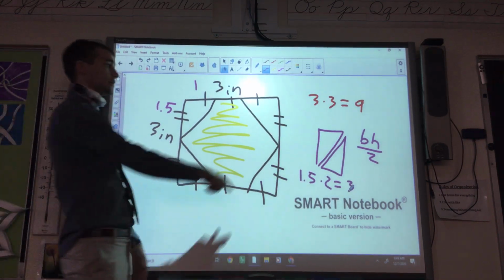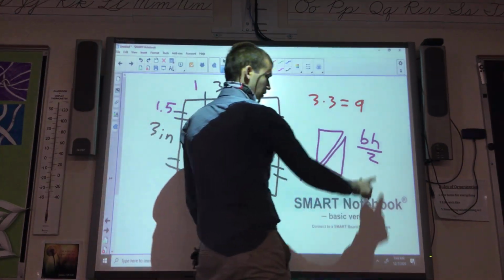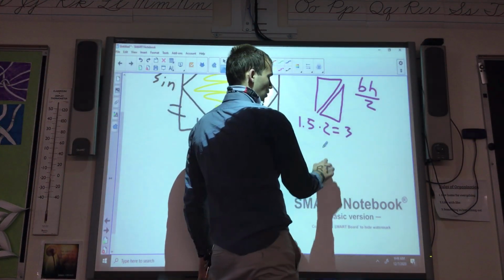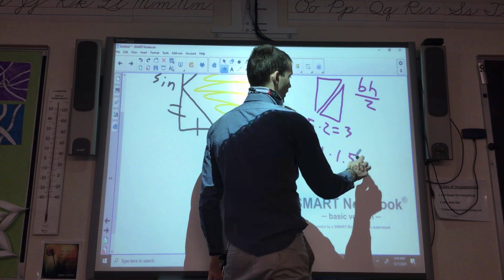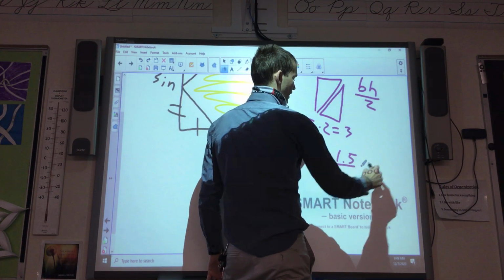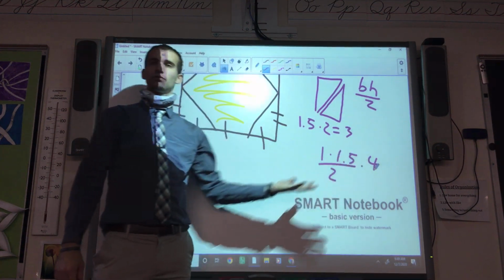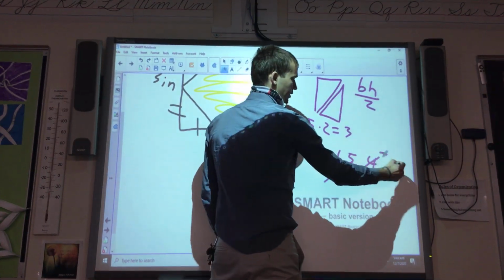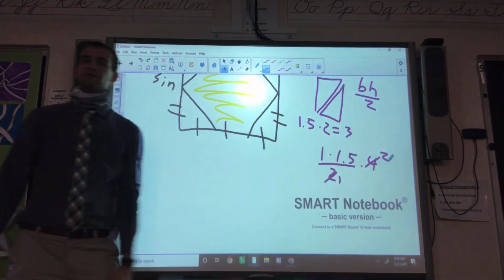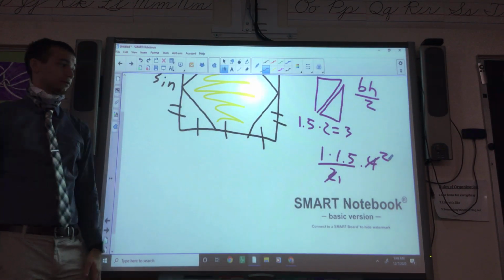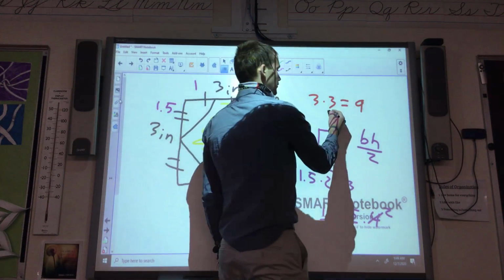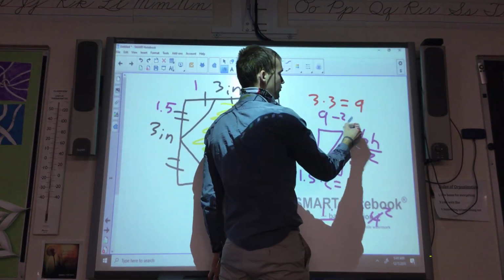Now, if you want to say base times height over 2, you end up doing 1 times 1.5 over 2 times 4. Guess what? Ends up being the same thing. Here you can cancel this out. This becomes 1. This becomes 2. 2 times 1.5 times 1, same thing. You're going to get 3 for the area of that other stuff. 9 minus 3 is 6.